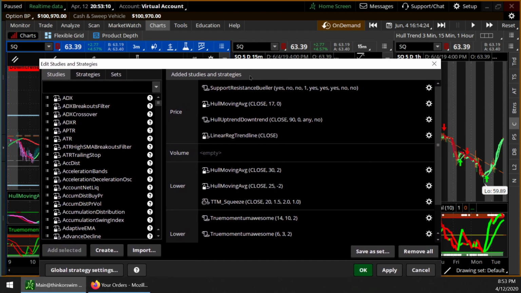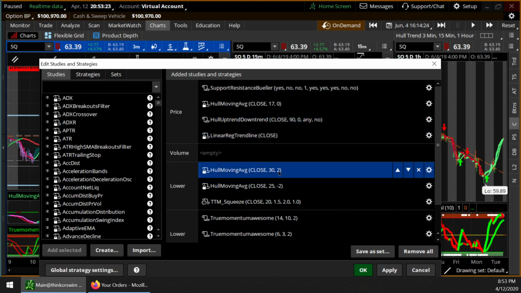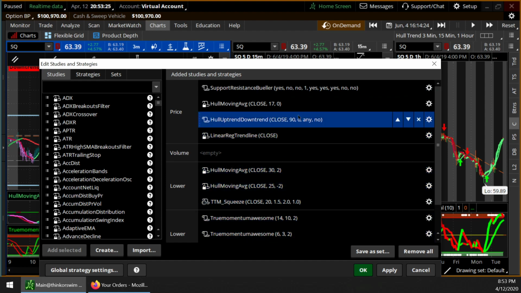So for the studies, I have the support and resistance. It's Bueller's indicator. He gave the script for it. I have a hull moving average set to length 17, and I'll explain why I have all this stuff after I go through the indicators here.